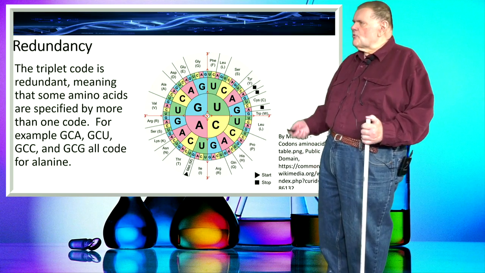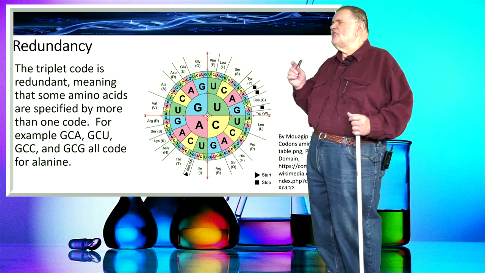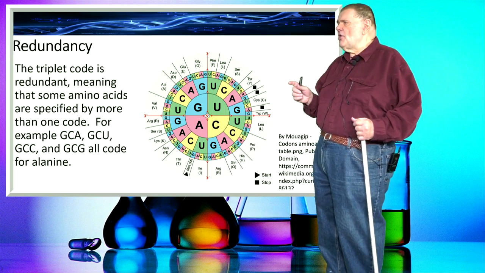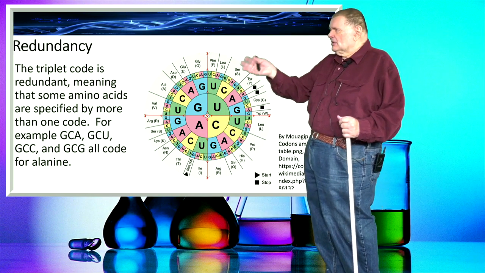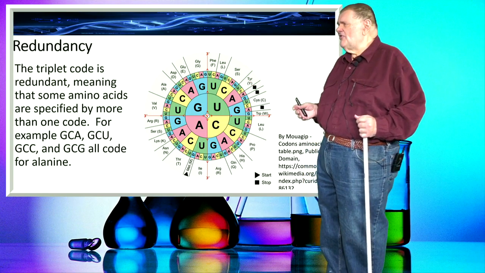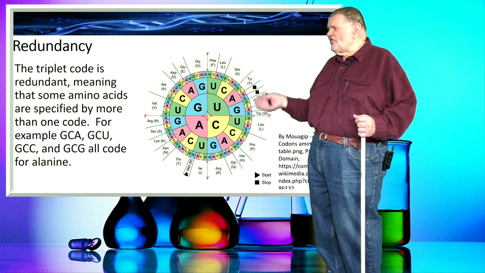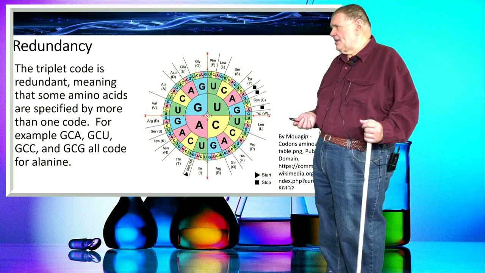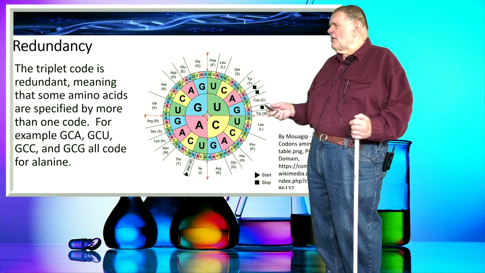So the triplet code is redundant. Now that means some of the amino acids are specified by more than one code. And I just went over the example with GCA. Well, GCU, GCC, and GCG all code for alanine. That's very important.